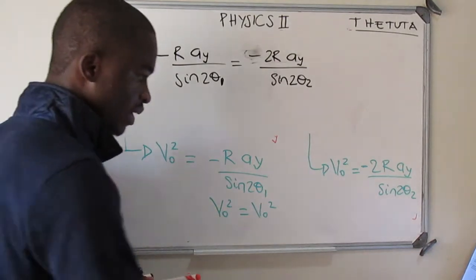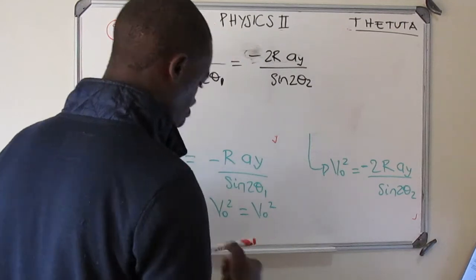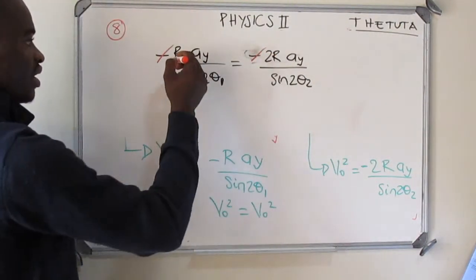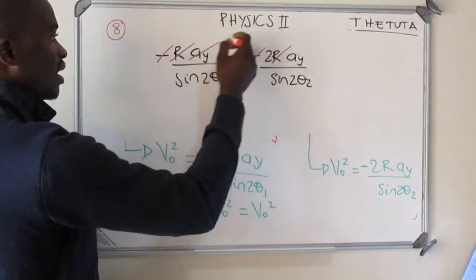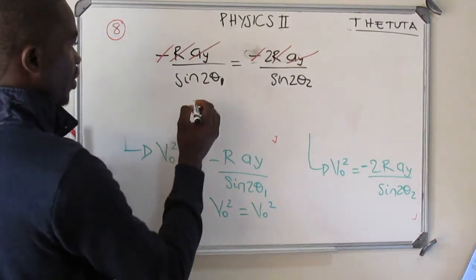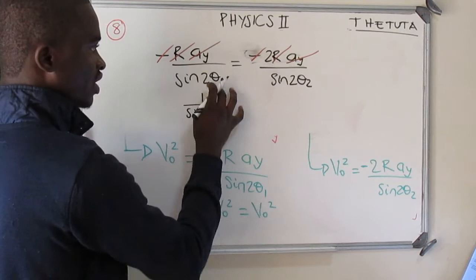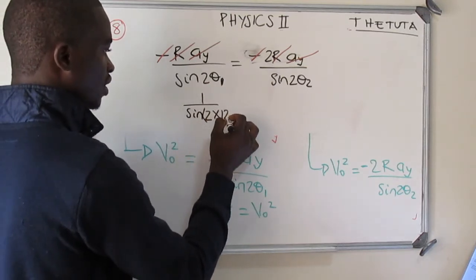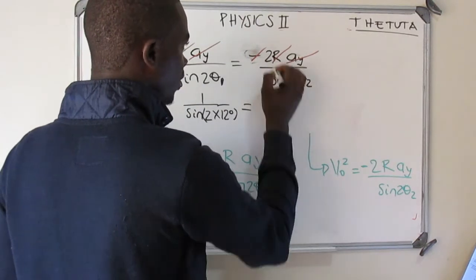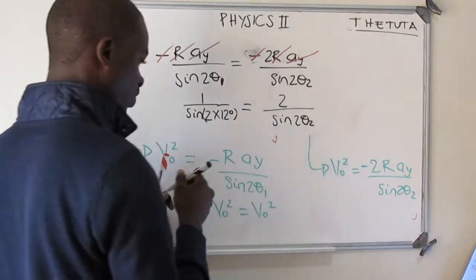And then if you do your mathematics, this is going to cancel that, negative, negative. This will cancel the R, that will cancel that, okay? So you only remain with 1 over sine of 2 times the first angle. What is the first angle? First angle is how much? 12 degrees, okay? And then here you have 2 over sine of 2 times the second angle. Can you see that? Okay?